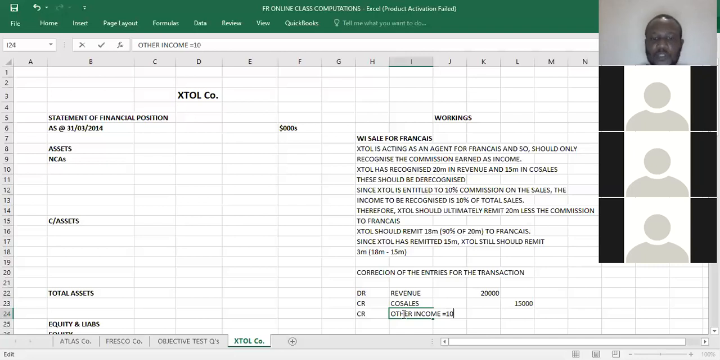Has someone screenshot the thing for her? Yes, I've sent it to the group.